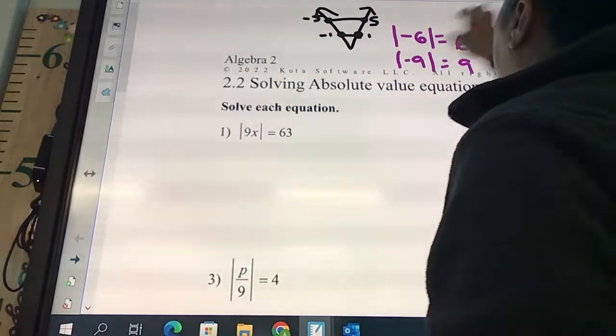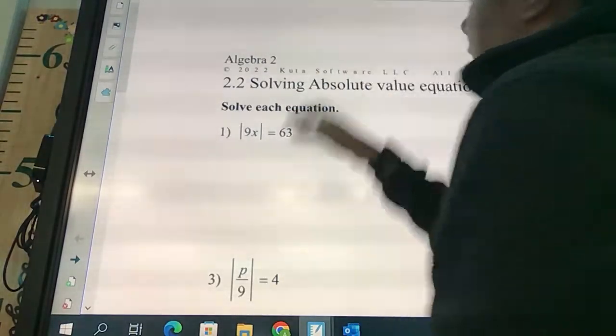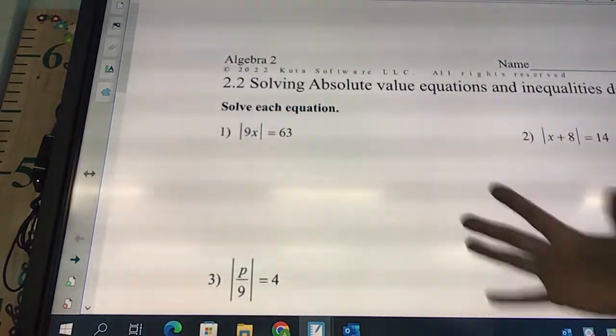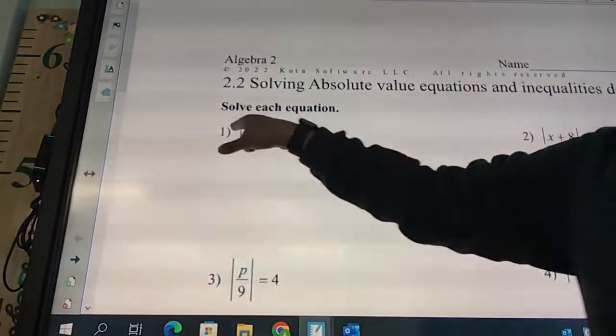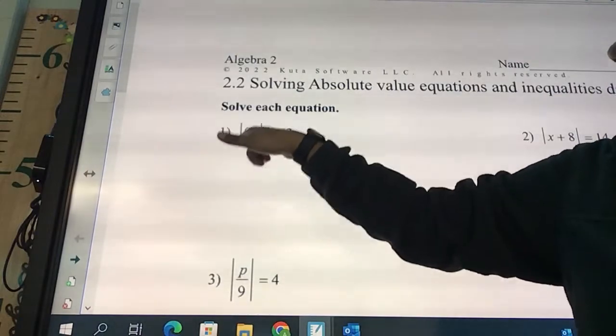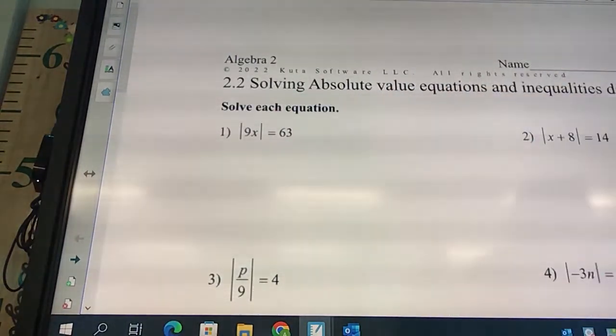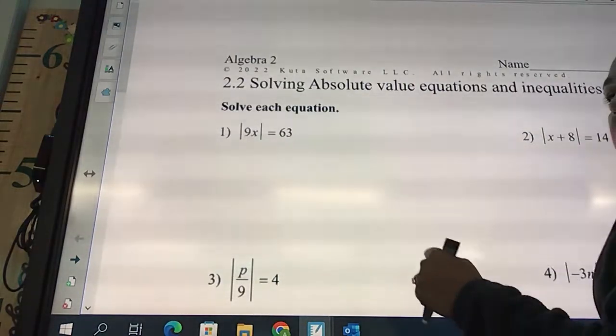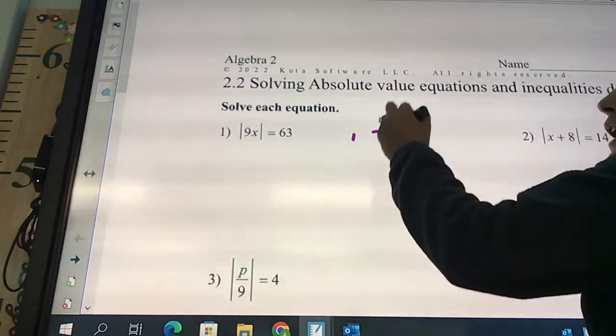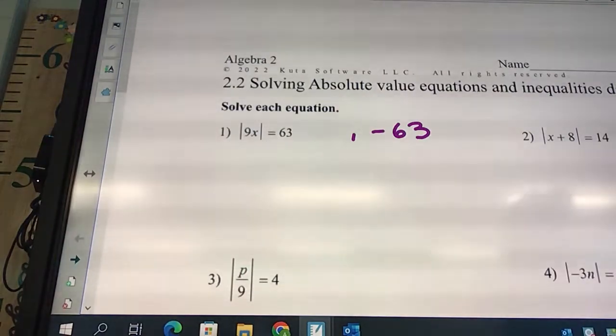So, if we look at number 1, first thing, and it's always going to be like this today, we want nothing outside the bars, so it should just be bars and then equals. So we know we should have two answers. So see how this says 63? You're going to put comma, -63. You're going to have two answers.